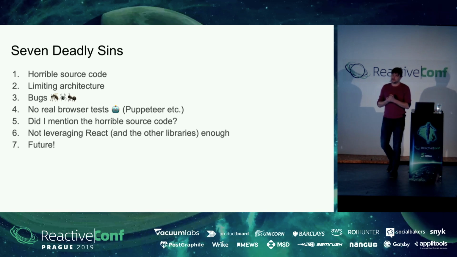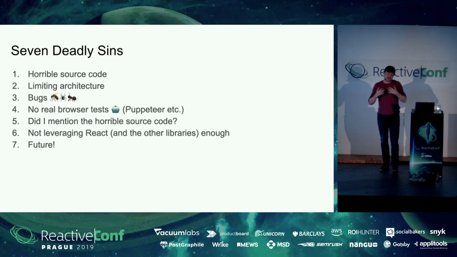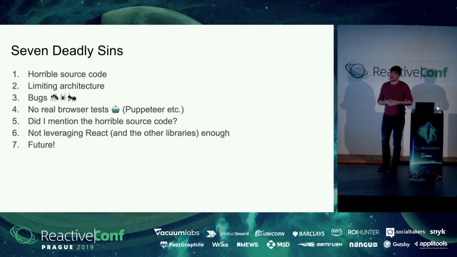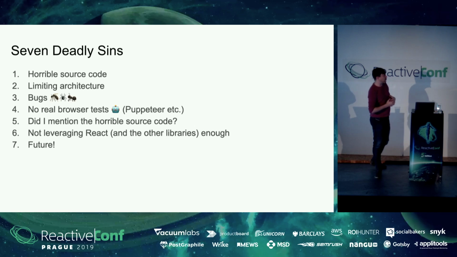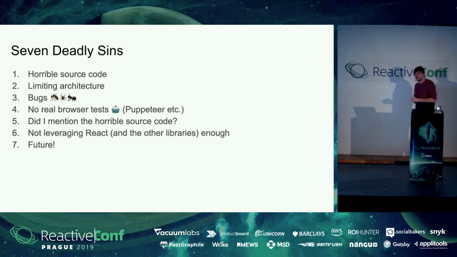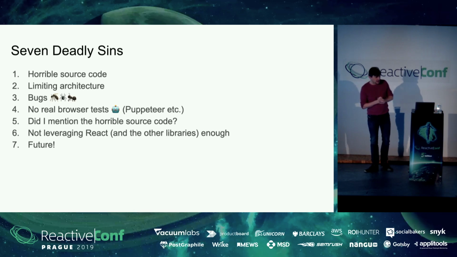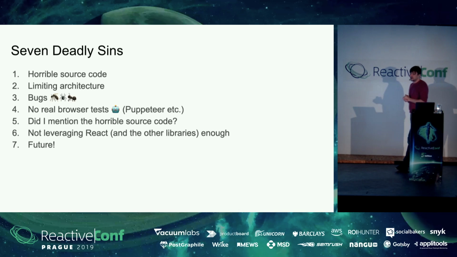Limiting architecture. We really want to provide the best UX, and for that task we need, as I said, something like a framework, and Quill or even ProseMirror are very limiting in how we can reuse things. I would say Slate is the best. Still, Slate has its own issues. Bugs are everywhere. No real browser tests.